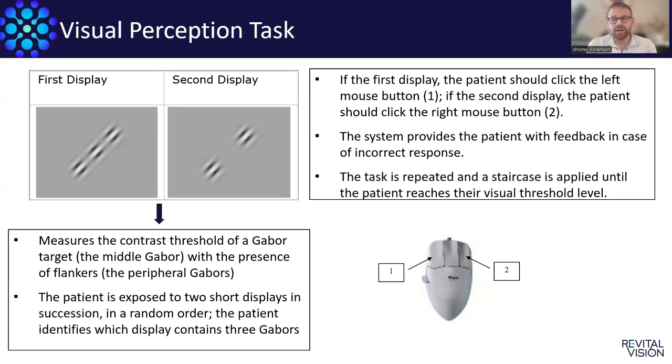The task is repeated and a staircase is applied until the patient reaches their visual threshold level. The software will measure the threshold several times to overcome the patient's ability to guess the correct answer. Once the software identifies consistent answers to a specific task, it records the specific threshold and moves to the next visual task to measure the function of a different neuron type.